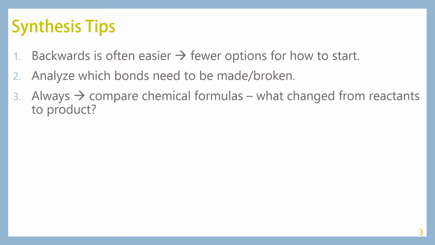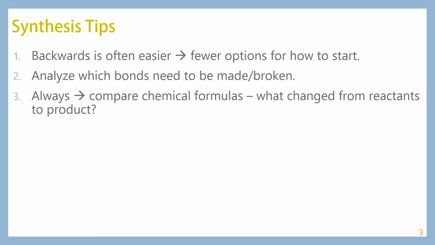So a couple of reminders about synthesis problems. Backwards is often easier because there are usually fewer options for how to start. Usually you only know a couple ways to make the product's functional group, but when you look at your starting materials, usually they are very malleable. You look at your starting material and you go, oh crap, I know so many reactions that I can do with this, but the product, it's usually only one or two ways that you can make that functional group. Like making an alkane, you only know one reaction for that really at this point. So that's a pretty good sign that you could start backwards.